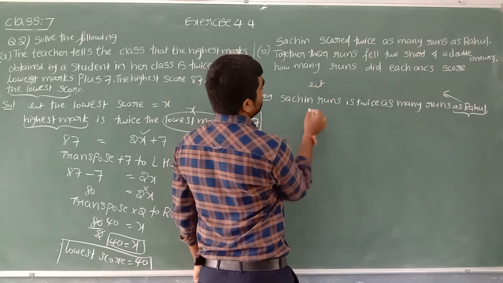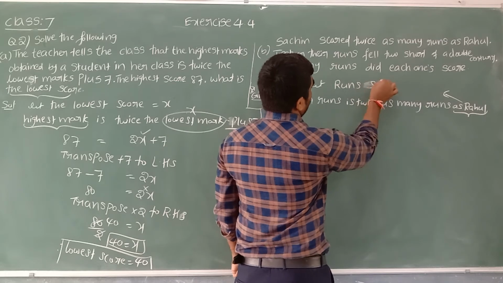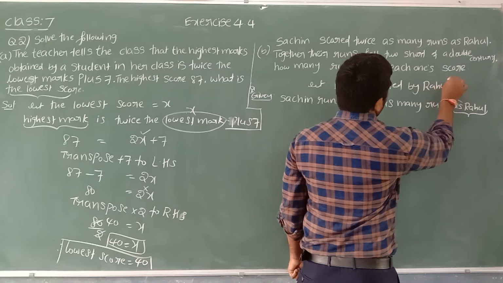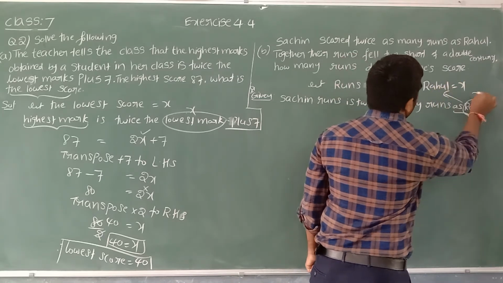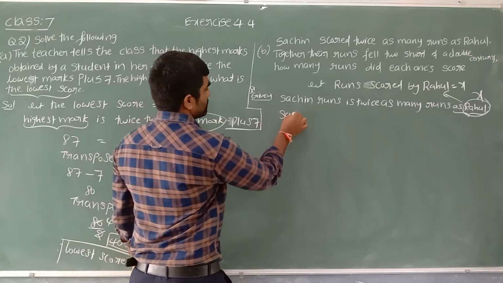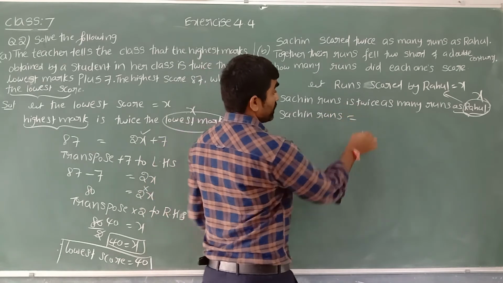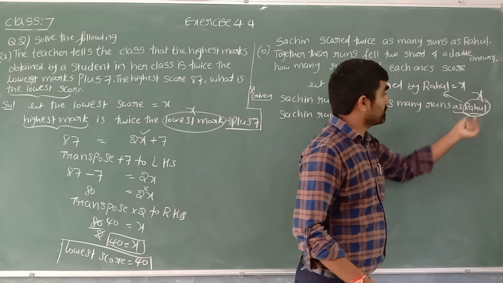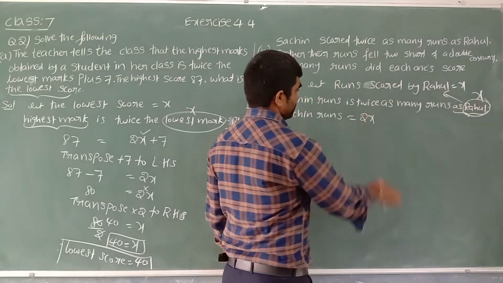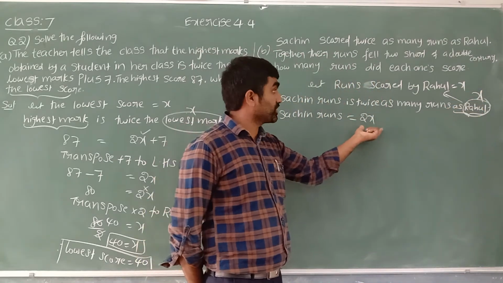Let the runs scored by Rahul, how many runs he scored? We don't know. Let it be x. So the number of runs scored by Rahul is equal to x. Now we can write Sachin runs. Here 'is' means equal. Twice the runs scored by Rahul, twice x, 2 times of x. We can write 2x. Rahul x runs, Sachin 2 times of x, twice of x, 2x.